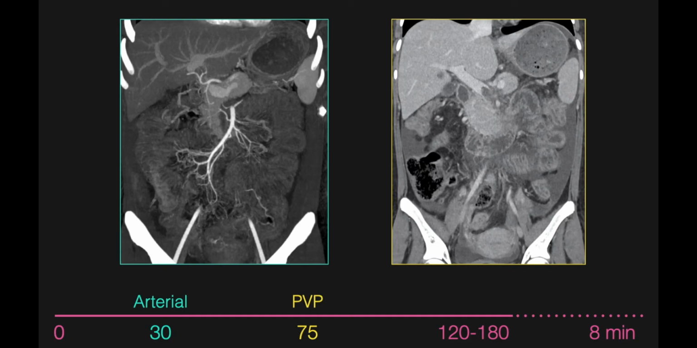Mesenteric ischemia is another common indication for multiphasic imaging and has late arterial and portal venous components to assess for vascular patency and bowel enhancement. The arterial phase is needed to evaluate the superior mesenteric artery and its distal branches, which I've emphasized using a special reformatted image here, as well as early enhancement of the bowel.